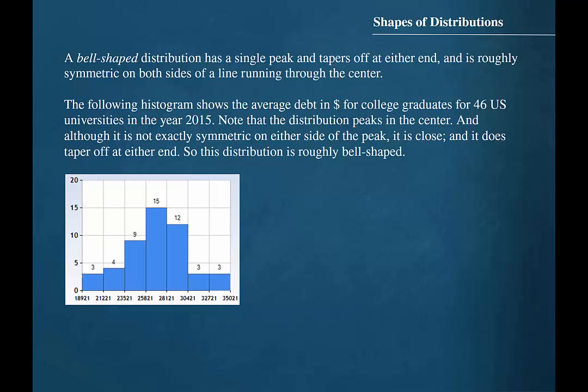Note that the distribution peaks in the center, and although it is not exactly symmetric on either side of the peak, it is close, and it does taper off at either end. So this distribution is roughly bell-shaped.